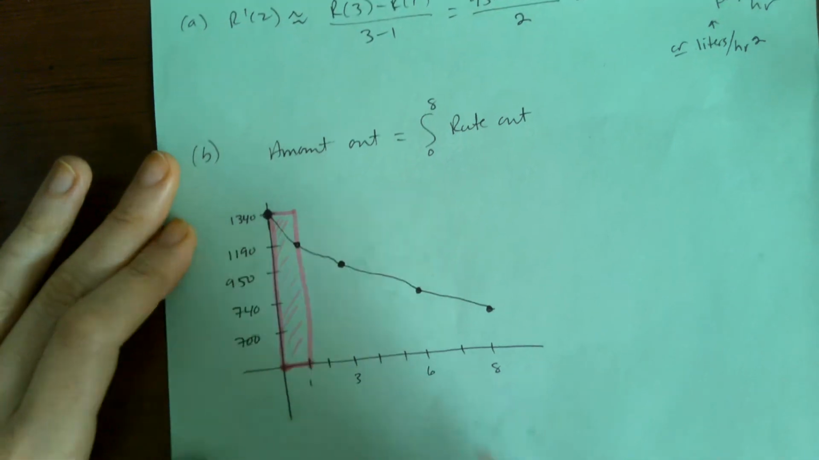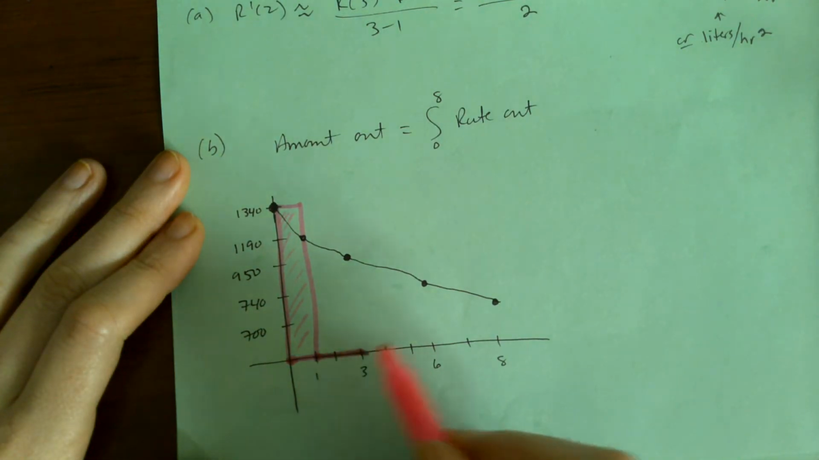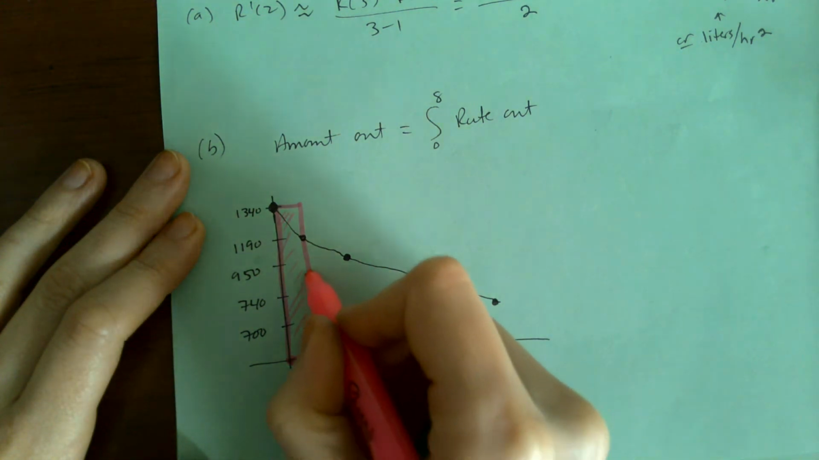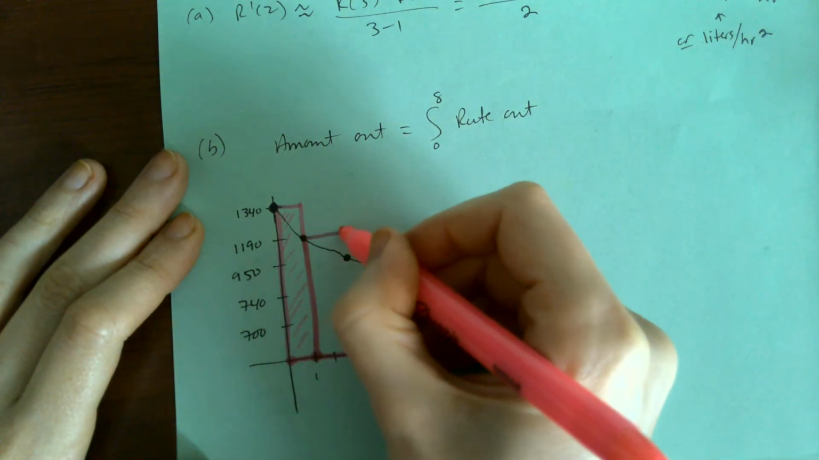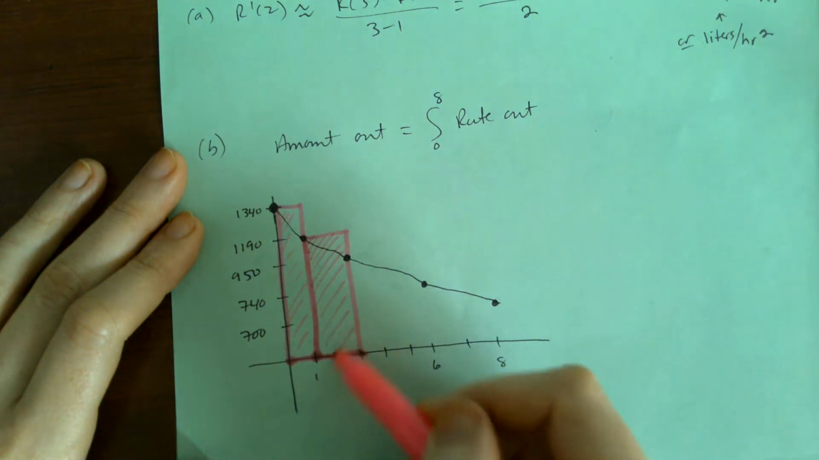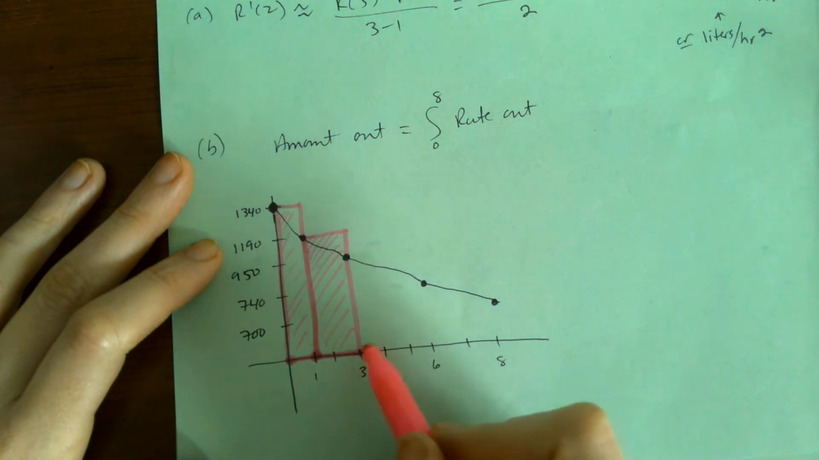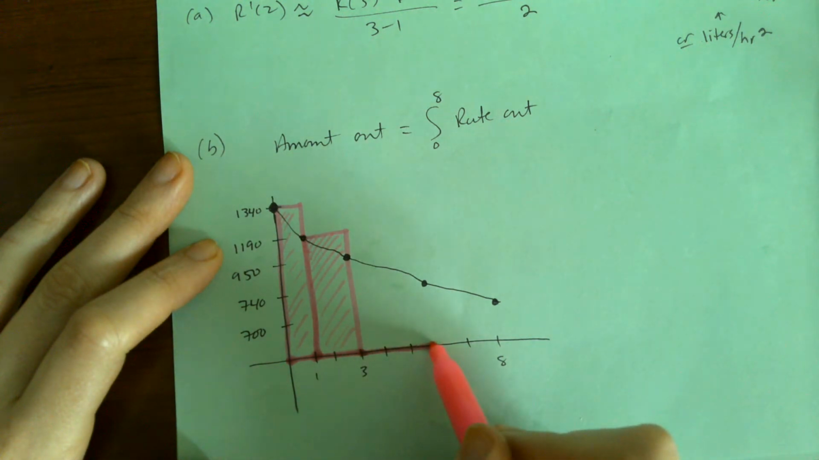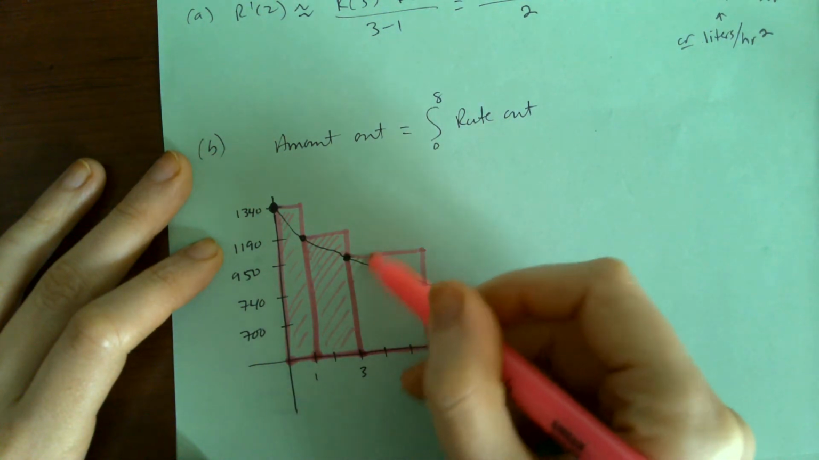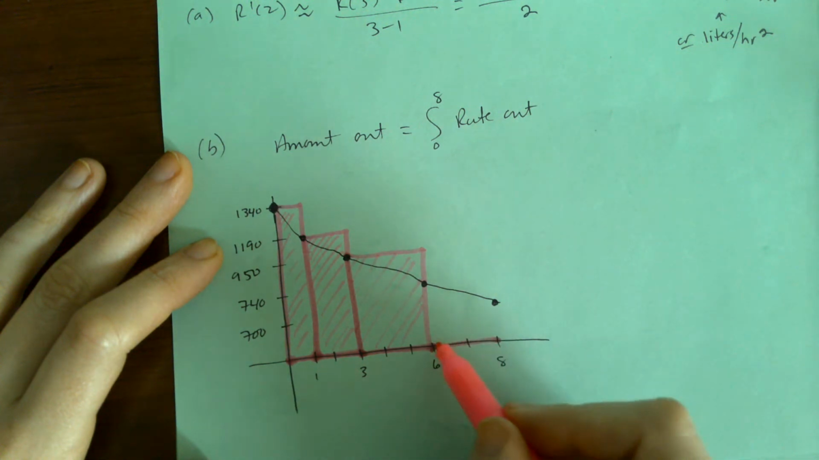Now the second rectangle, its base is on the subinterval 1 to 3, and then I go from the left endpoint, which is 1, up to the graph, and then I complete the rectangle. If it was a right Riemann sum, you'd be using the right endpoint and up to the graph. And then from 3 to 6, left endpoint, and then from 6 to 8, there's the base.